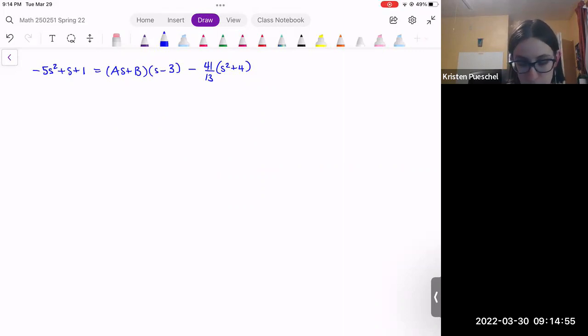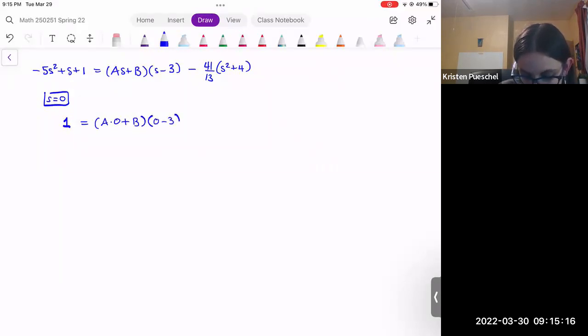Some things that we may wish to do. For example, we might try plugging in s equals 0 to both sides. On the left-hand side, this is going to give us 1. And on the right-hand side, we're going to have a times 0 plus b times 0 minus 3 minus 41/13 times 0 squared plus 4. These numbers are really terrible. Okay. And that simplifies down to -3b minus 4 times 41 over 13.